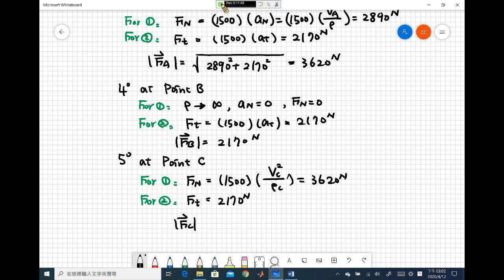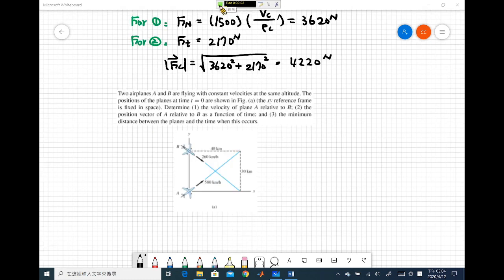So for Fc, you can do it quickly. Plus 2170, square root, so it's 4220 Newton. Okay, it's also quite simple. All right, let's move on.